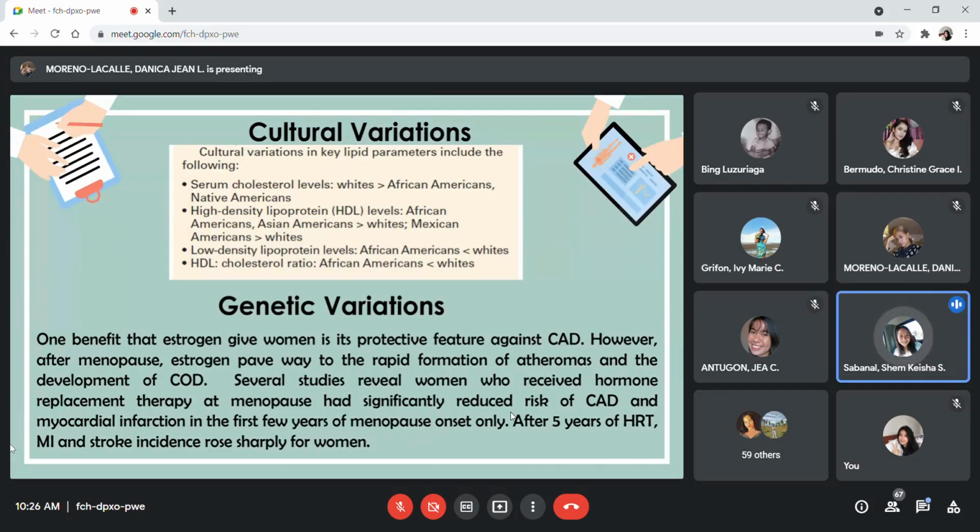So just take note of those, because later on when we practice nursing, we will have patients from different cultures and different parts of the country. So we also have to know about those. Now, let us move on to the genetic variation.